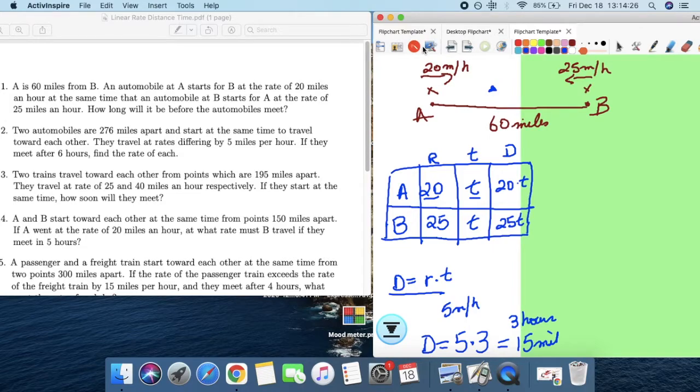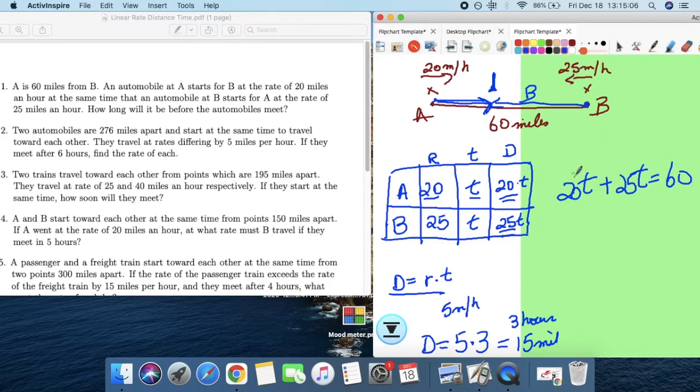Now, what do I know about their distance? I know that the distance traveled by the first car, let's just say that he traveled all the way here. Let's say this is the meeting spot, okay? This distance traveled by car A, and this distance traveled by car B. What do I know about the distance? So if I add the distance that car A traveled plus the distance car B traveled, I know that equals 60 miles because that's how far apart they are. So I can use that information to set up my equation. So I'm going to say distance of car A, which is represented by 20t, plus the distance of car B, which is represented by 25t, equals 60 miles.